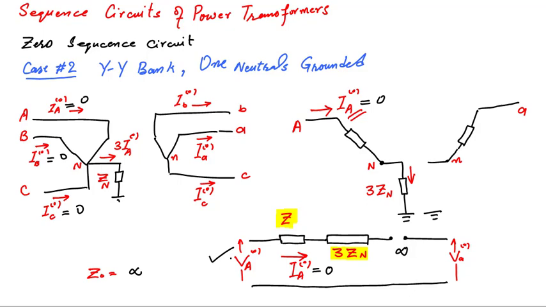Here is the zero sequence circuit of case number 2. In this case, if both ends become floating, it doesn't make any difference. The result will be the same as case number 2. It means if both transformer neutrals are open, make this impedance infinity as well. So infinity plus infinity doesn't make any difference. So the net result is the same.